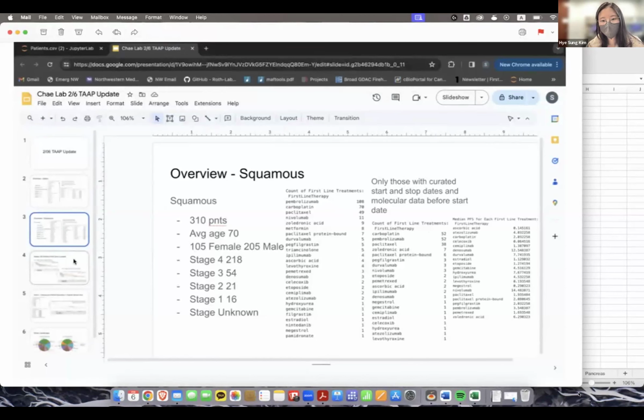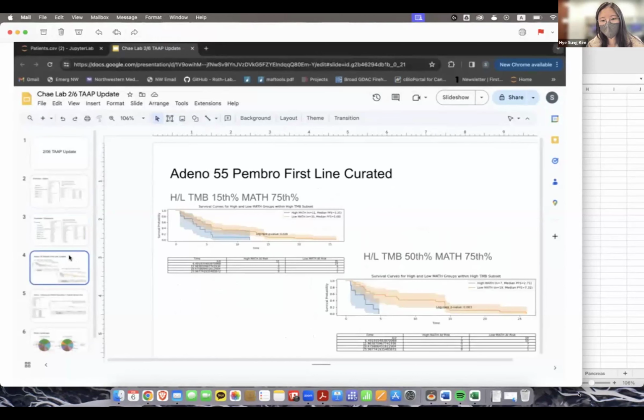So going through this, I start with adeno. I looked at 55 pembro patients who were curated based on first line, had molecular data before the start date. And so the cutoffs I found that did yield a statistically significant relationship between high and low MATH groups. Again, MATH is mutant allele tumor heterogeneity. This is based on allele frequency and how much allele frequency varies across the distribution or across each patient.